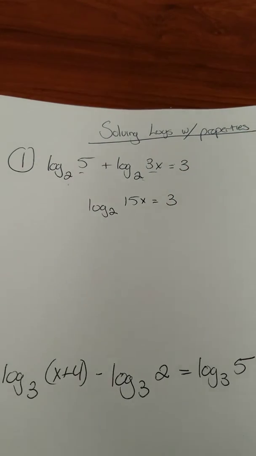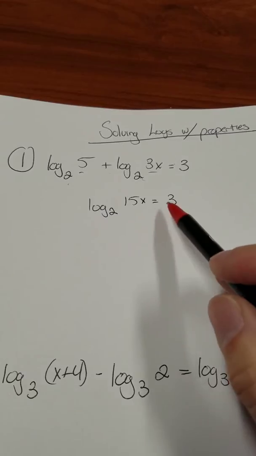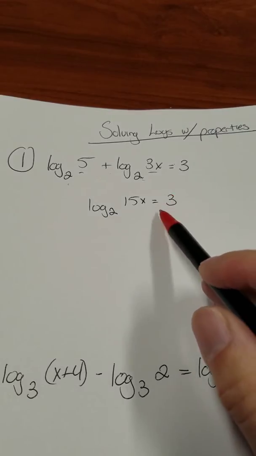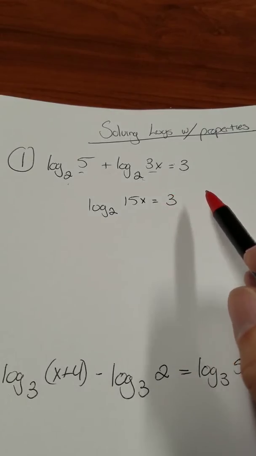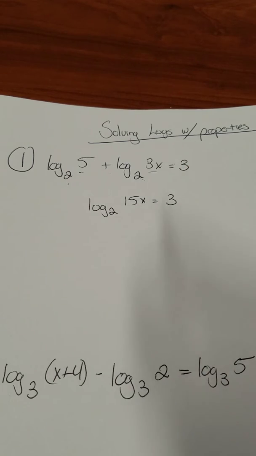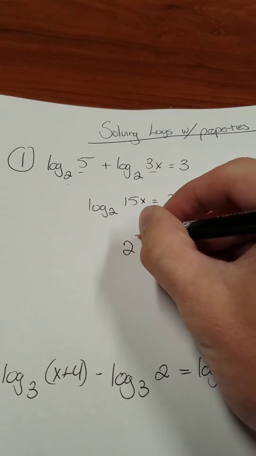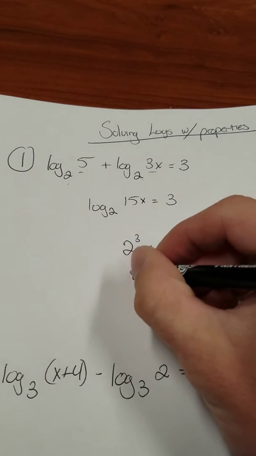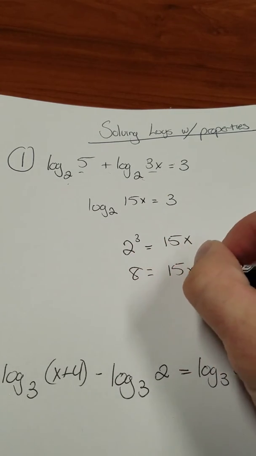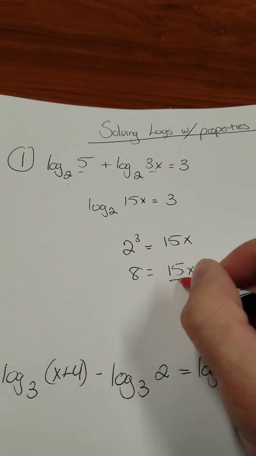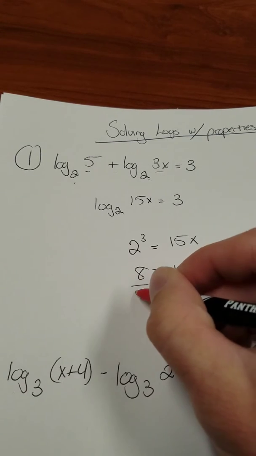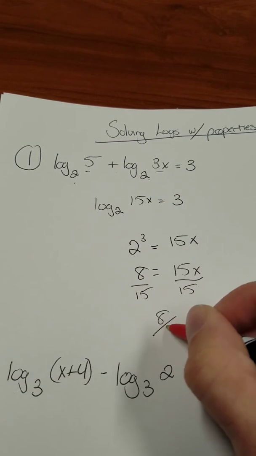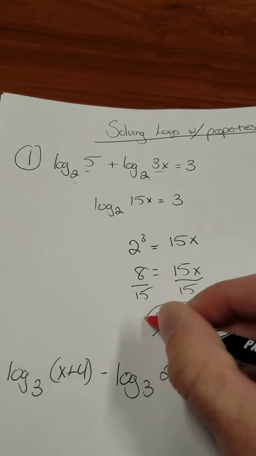Now you have to be kind of careful. We're still trying to solve for x. But you see that there's not a log base 2 on the other side. Well, if there's not a log base 2, that means you can't just cancel stuff out. You need to rewrite it as an exponential. So we get 2 to the third equals 15x. That means 8 equals 15x. And then just solve. So divide by 15 on both sides. And we get 8 over 15 equals x.